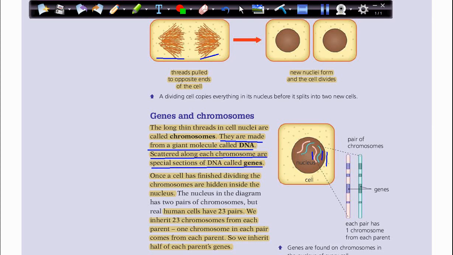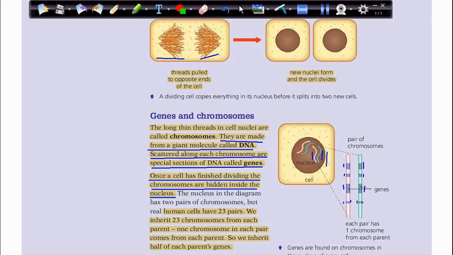So here we have these sections called genes. These are the genes that control the characteristics of all these organisms. Once a cell has finished dividing, the chromosomes are hidden inside the nucleus.